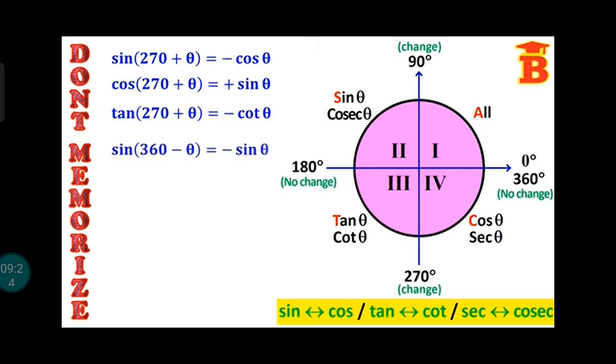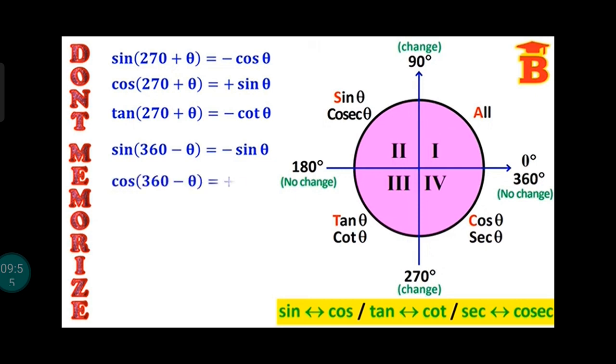Similarly 360 minus theta also lies in fourth quadrant. So in fourth quadrant cos and secant are positive, others are negative. Sin 360 minus theta lies in fourth quadrant. In fourth quadrant sin is negative and there is no change, so we get minus sin theta answer. Remember, for 360 degree no change.